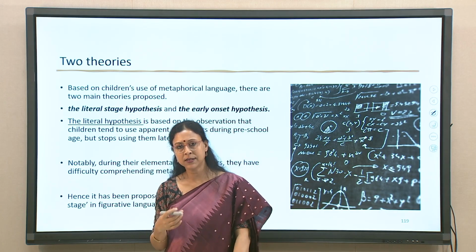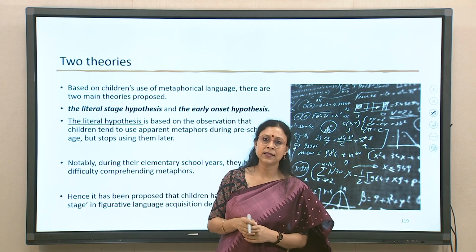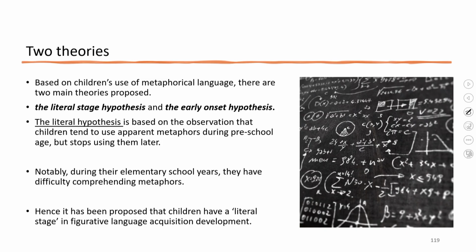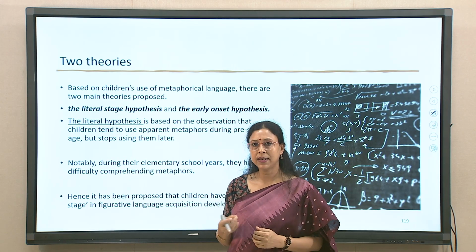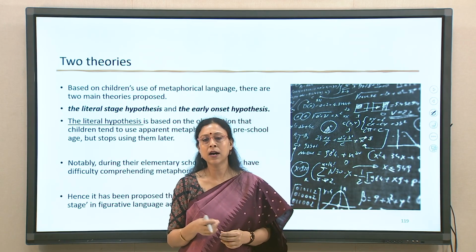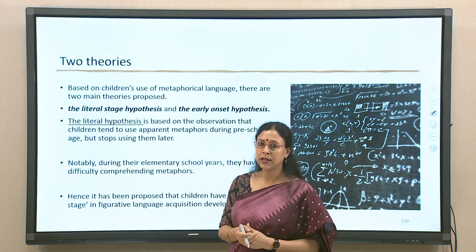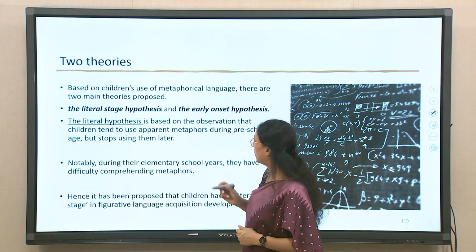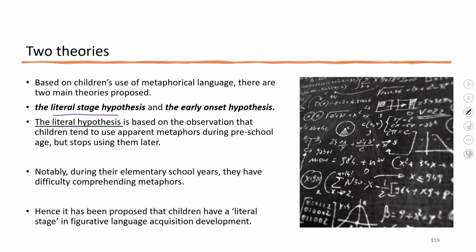Now, based on this and many other such findings, that children till very late do not actually interpret metaphors properly, and are not able to explain them or interpret them metaphorically, there have been many theories as to when and how children actually acquire metaphorical understanding. One theory is called the literal stage hypothesis and the other is the early onset hypothesis. The literal stage hypothesis takes care of the finding that children are not able to interpret sentences metaphorically.